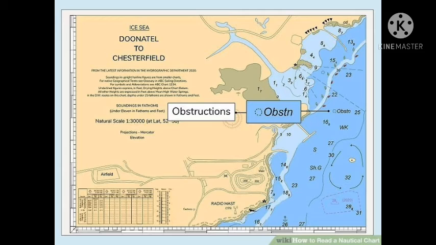Some common seafloor abbreviations include S for sand, M for mud, and C for coral. RRK stands for rocky floor. TR indicates a nearby tower, while WHF stands for wharf and BN means beacon. CG may indicate a Coast Guard station on a US map.